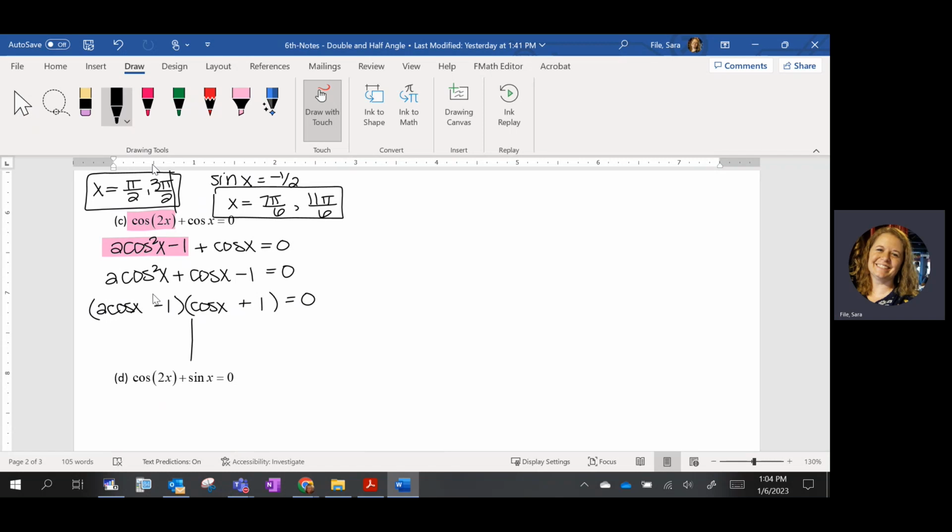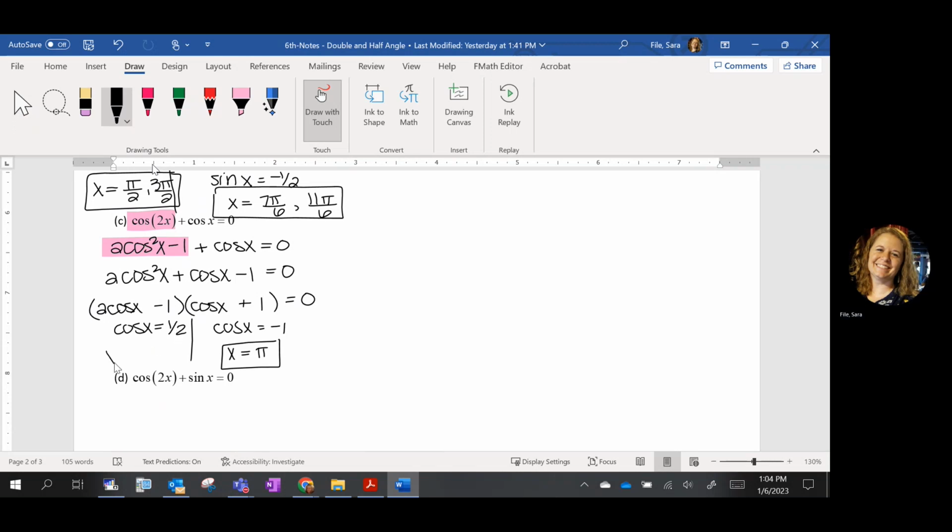So if I have this set equal to 0, I would have to add the 1 and divide by the 2. So I end up with cosine x is 1/2. And over here, I would have to subtract the 1. So I end up with cosine x equals -1. Okay, so where's cosine -1 in radians? At pi. Where's cosine positive 1/2? Pi thirds. And what other quadrant is cosine positive? Quadrant 4. And so that's the 5 pi thirds.